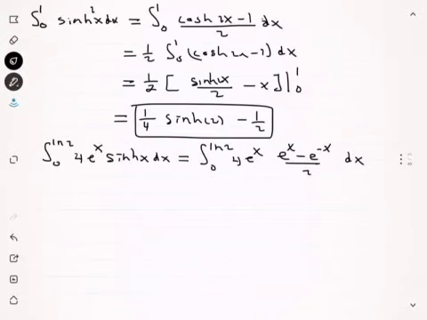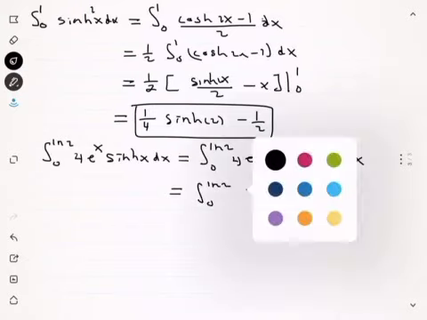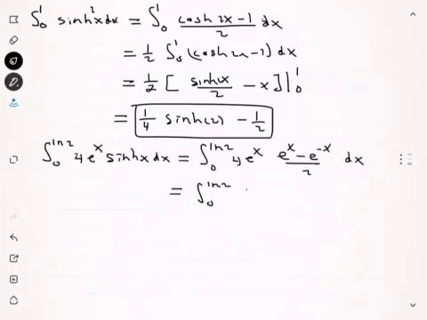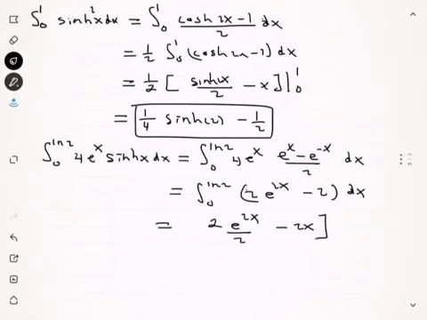Doing that, we get the integral from 0 to the natural log of 2. 4 divided by 2 will give us 2. So we have 2 times e to the 2x, whenever we add those exponents, minus 2. And then integrating that, we get 2e to the 2x divided by 2 minus 2x, as x goes from 0 to the natural log of 2.